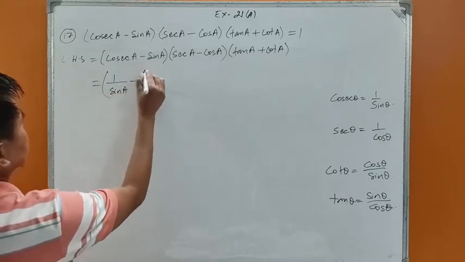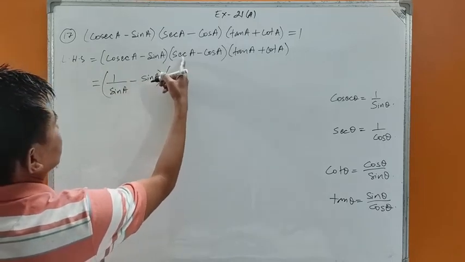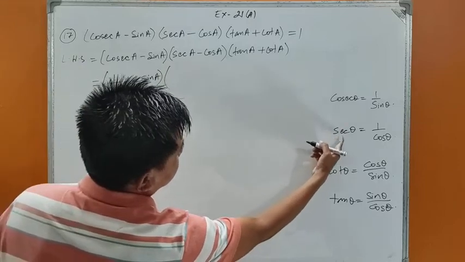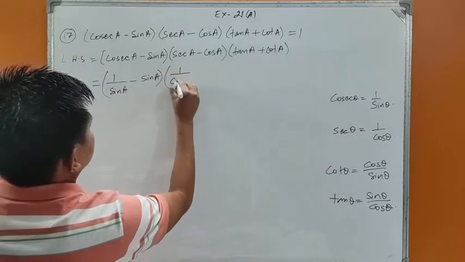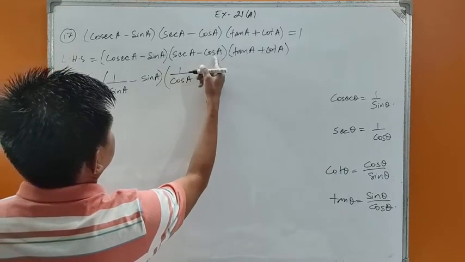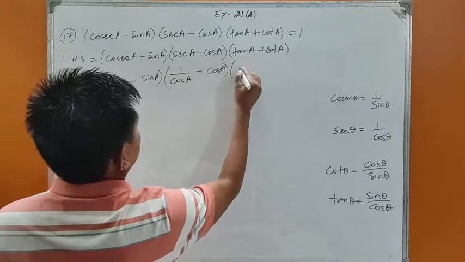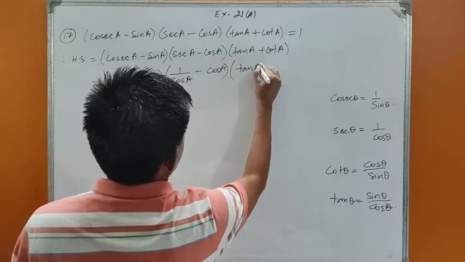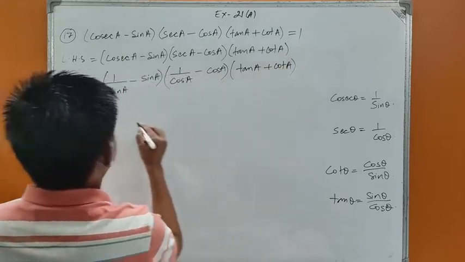Okay, now cosec a means 1 upon sin a, isn't it? So minus this is sin a. Now this is sec A. Sec A means 1 upon cos A. Sec theta means 1 upon cos theta. So sec A means 1 upon cos A. 1 upon cos A minus this is cos A. Here we have tan A plus cot A. For the time being we will copy as it is. Tan A plus cot A. We will change this later on.